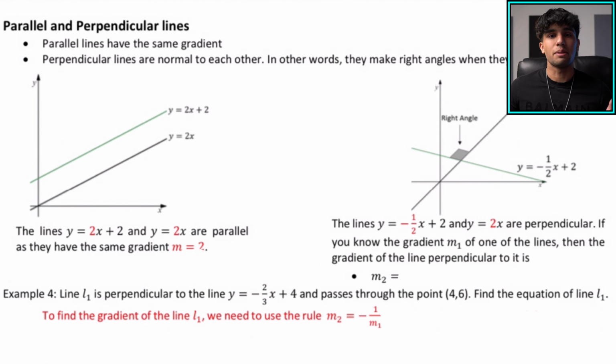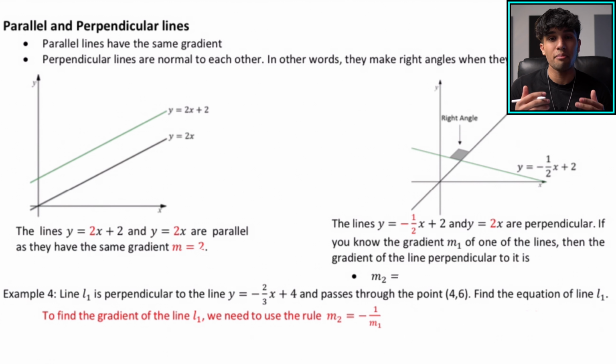Now let's move on to parallel and perpendicular lines. The key definitions we need to know are that parallel lines have the same gradient because their slope is the same, and perpendicular lines are normal to each other. Now normal means they intersect at 90-degree angles. If we take a look at our first graph, we have two parallel lines, y equals 2x plus 2 and y equals 2x.